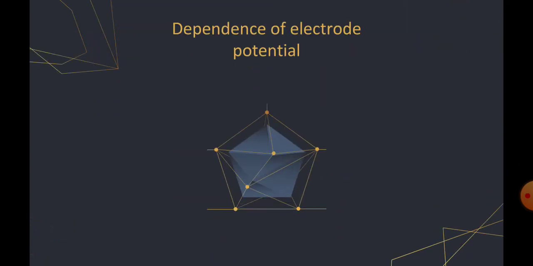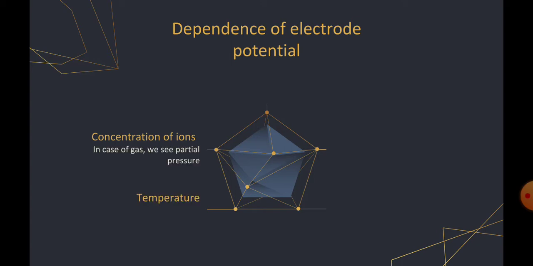Now we see what the factors are on which it depends. The first of them is the concentration of ions. Concentration of ions plays a great role in electrode potential. For example, if we take an electrolytic solution, electrons may be lost more or less. So it may affect the electron releasing density, and finally it may also affect the electrode potential value.